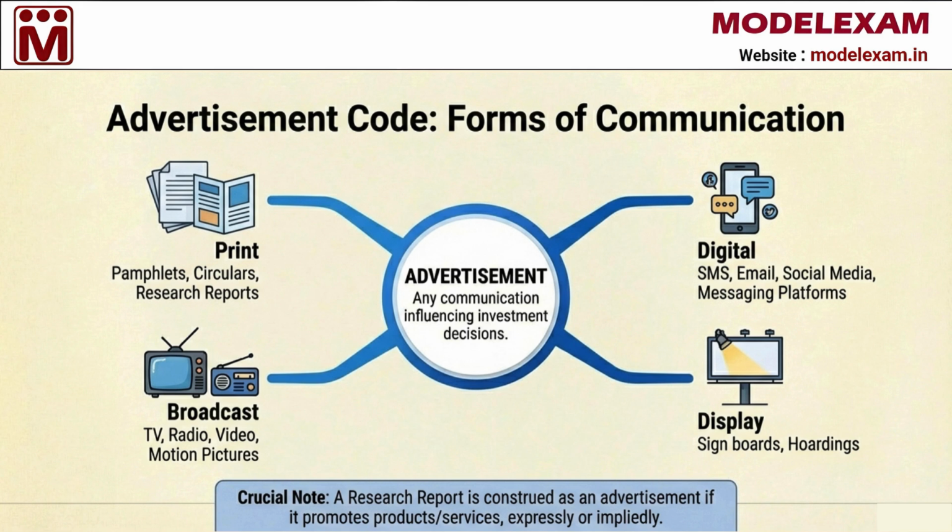Changing tracks. Let us discuss the Advertisement Code. As a research analyst, you need to know what counts as an advertisement. It is not just a TV commercial. As the diagram shows, it covers print media like pamphlets and research reports. It covers digital channels like SMS, email, and social media. It also includes broadcasts on radio and video. A crucial note you must remember is that even a standard research report is considered an advertisement if it expressly or impliedly promotes a product or service.